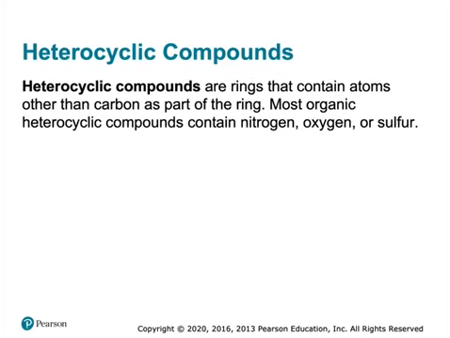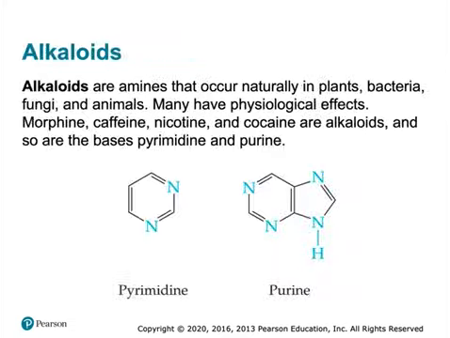Heterocyclics contain atoms other than carbon in the ring. Many of them contain nitrogen, oxygen, or sulfur. I've already looked at epoxide before. Epoxide is a heterocyclic that has oxygen in it, but many of them have nitrogen, and those are known as alkaloids. So we have the amines that have the nitrogen in them.